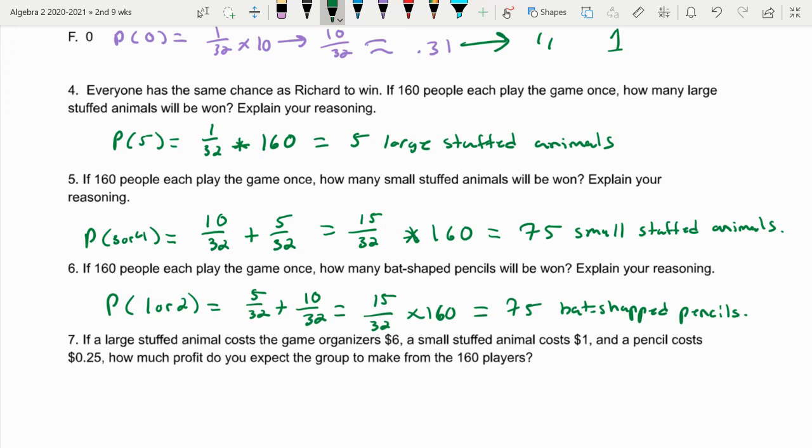Okay, so basically based off the rules there, we got to put the two probabilities together, then we can figure out how many of those things we expect to pay out.